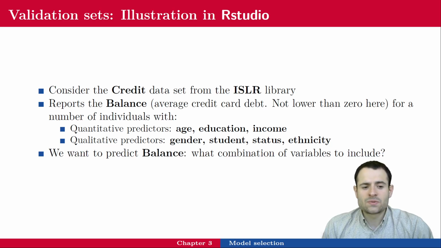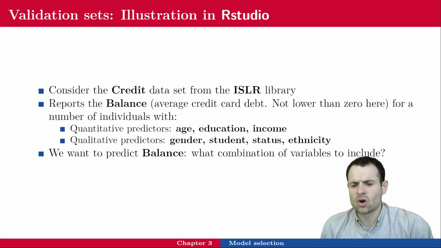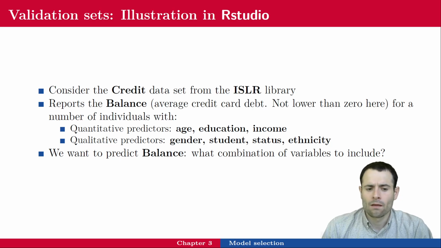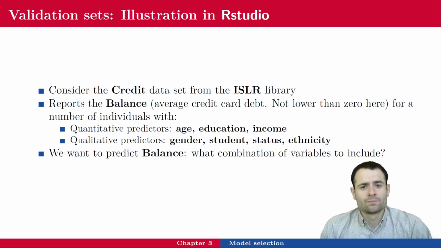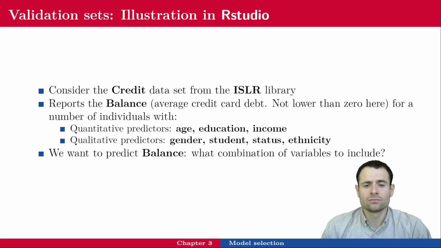What we want to do here is predict the balance of a customer based on what we observe of him or her. We observe the age, the education, the income, the gender, the student status, the marital status, and the ethnicity. And there are a couple more variables as well. In order to predict balance, what combination of variables to include? I'm going to take here linear models only, but I'm going to use the validation sets approach to show you how the selection is being done.